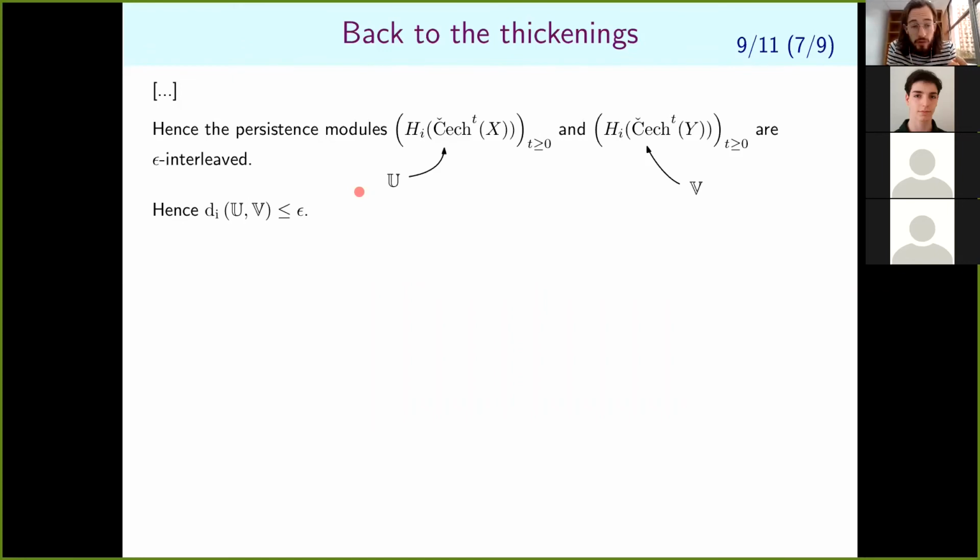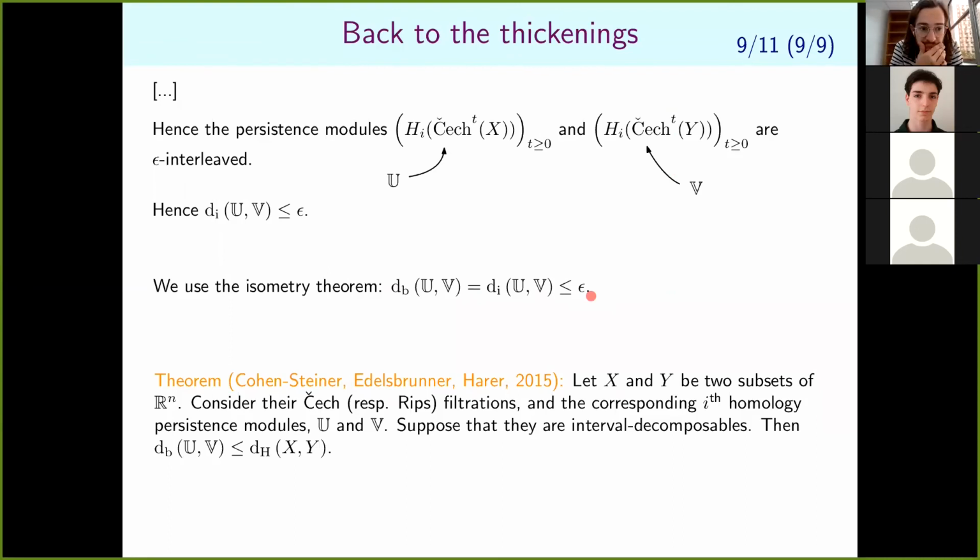Okay, now we will use the isometry theorem. If we have that the interleaving distance is smaller than epsilon, then so is the bottleneck distance. And we deduce that the bottleneck distance between these diagrams is smaller than epsilon, and this is the stability theorem. At the beginning from Cohen-Steiner, Edelsbrunner, and Harer. And I think it's not from 2015. I think it was before that, which says the following.